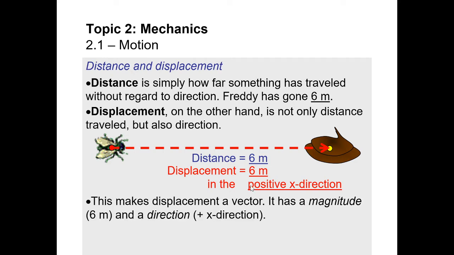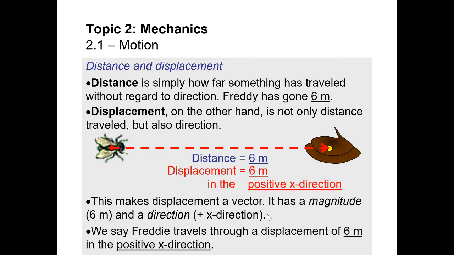Now, we showed in the last video that if you are dealing with linear motion, so just forward, backward, left, right, up, down, only a pair of those, you can put a plus sign for positive x direction and a minus sign for negative x if it's a vector.